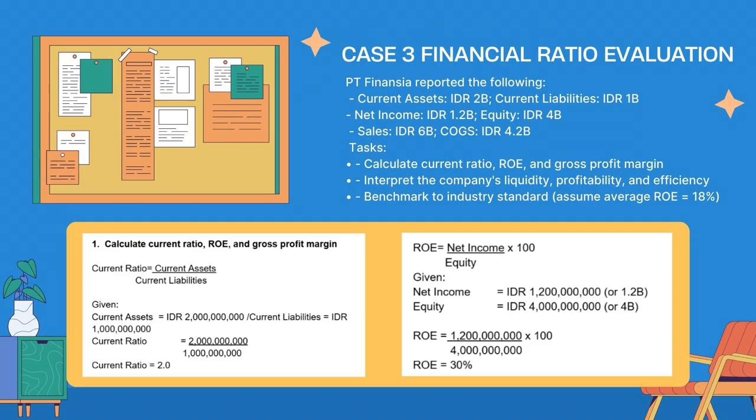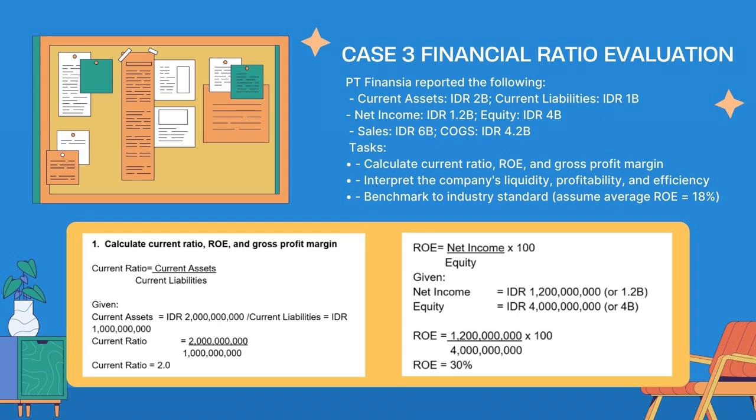So this is case 3, financial ratio evaluation. This is the given question from the company financial report. The current assets are 2 billion rupiah, current liabilities 1 billion rupiah, the net income is 1.2 billion rupiah, the equity is 4 billion rupiah, the sales are 6 billion, and lastly the COGS, or cost of goods sold, is 4.2 billion rupiah.